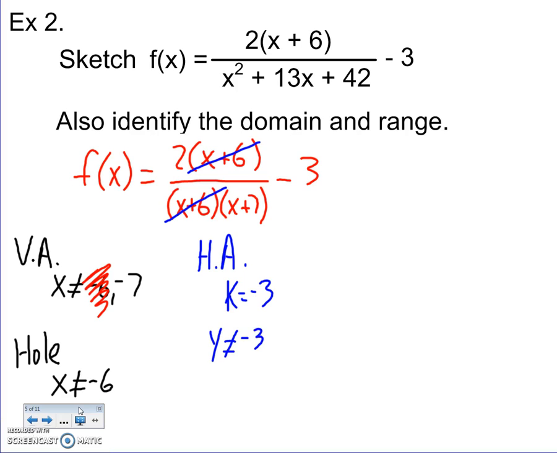Alright, let's graph it. Draw your asymptotes. So let's do the vertical asymptote at negative 7 for x. Let's call this negative 7. Let's see, y, negative 3. I really like negatives. Surprise. Negative 3 is right there.